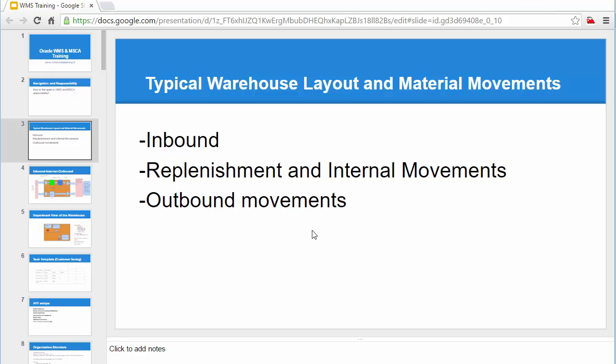Hi, welcome back. This is the second session of warehouse management system. So here we would like to focus on three things. First is how do we design, how do we understand the warehouse layout? What are the key parameters that we need to understand?